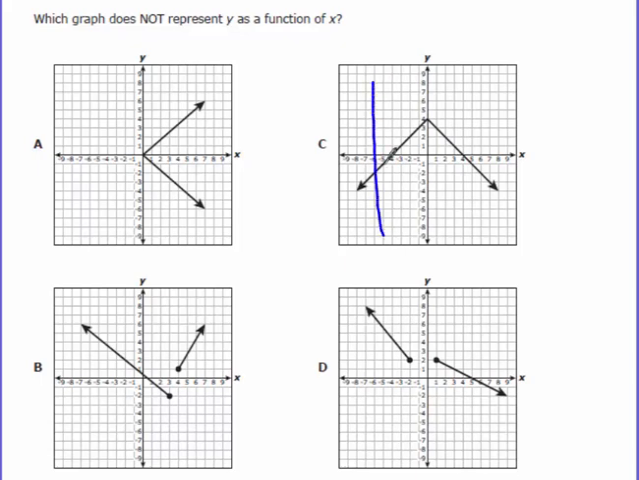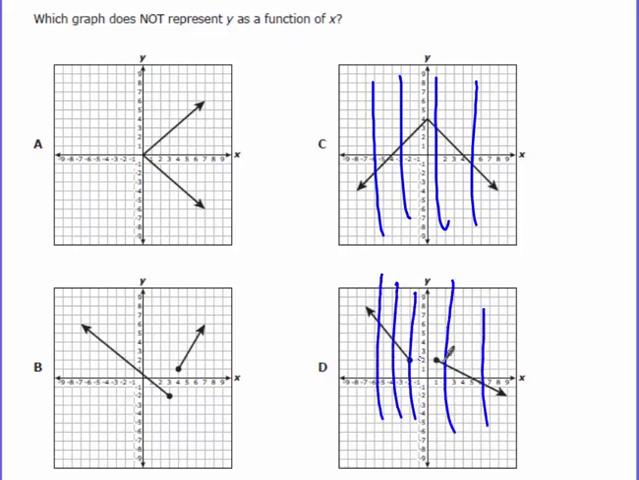So if you look at C, you can drop vertical lines all day long and only hit the graph in one spot. Okay, D, the same thing. Even if the graph is broken, I'm still only hitting it in one spot. B, the same thing.